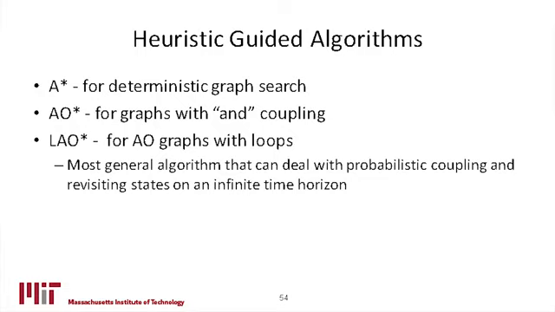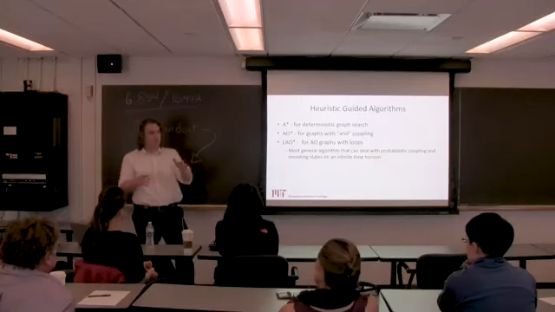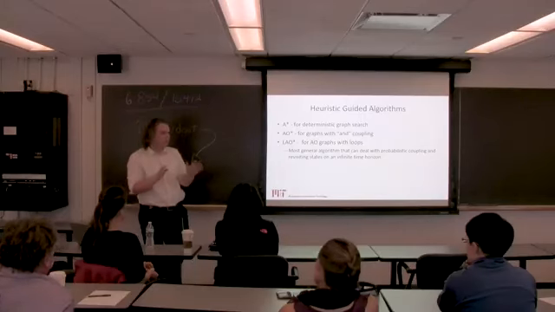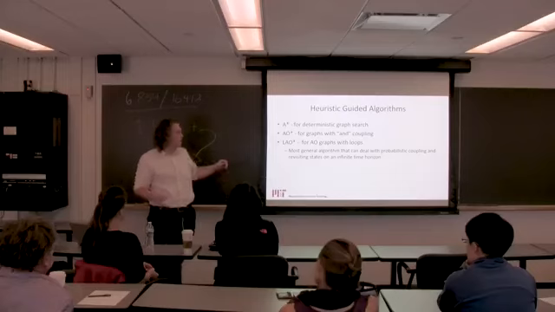AO star is an algorithm we can use to search for graphs that have this sort of AND coupling. AO stands for and/or graphs, as opposed to the simple graphs that we're used to. The AND is kind of a way to express probabilistic coupling between edges. So if we explore one thing, we might have to explore other portions. We'll discuss that a little bit more on the next slide.